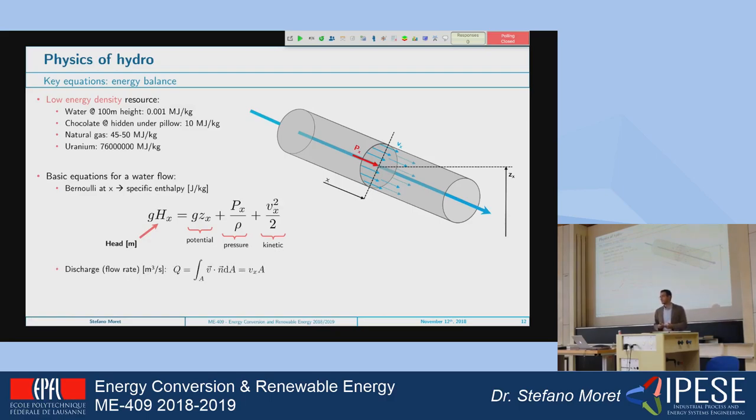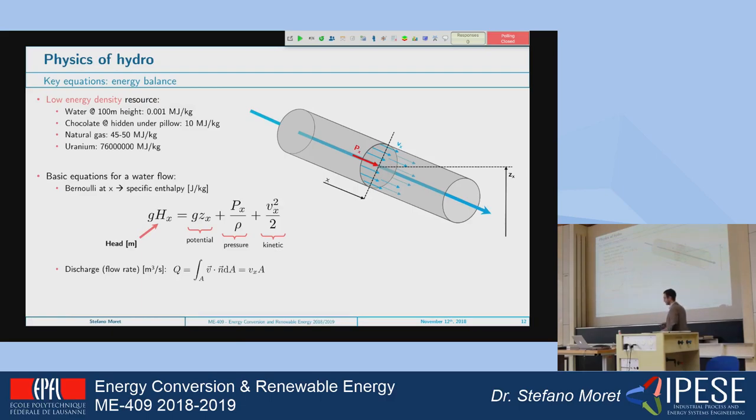The second key element, apart from the specific energy, is the volumetric flow rate, which is, as in the equation we saw before, the cubic meters per second of water that we have, equal to the speed times the area. If we want kilograms per second, we have to multiply by the density, right?